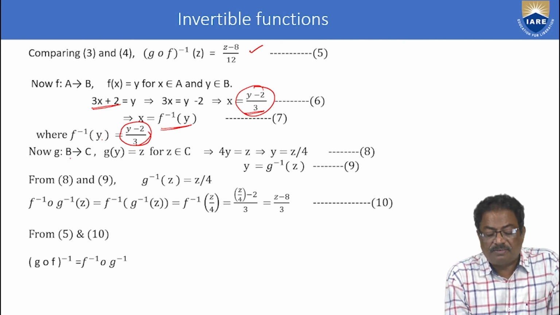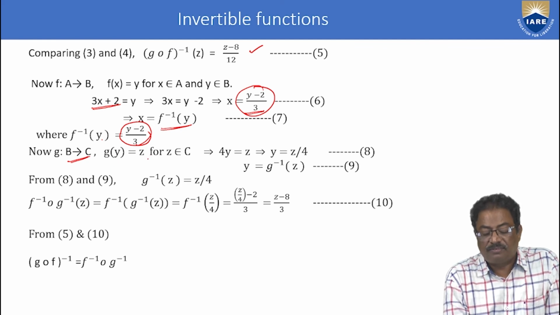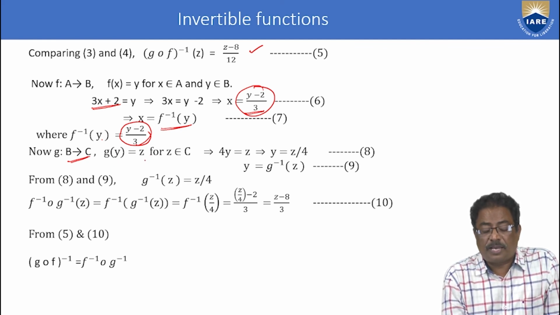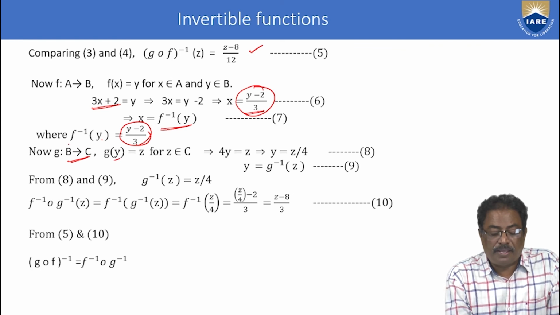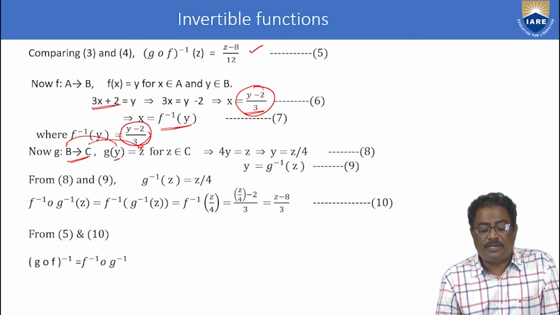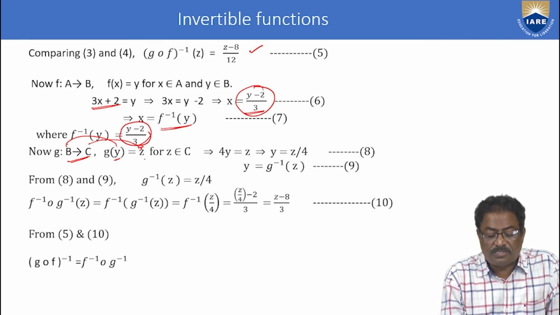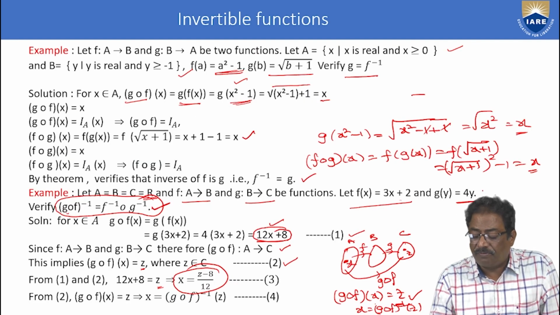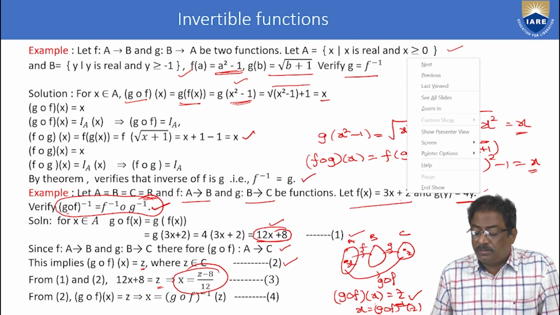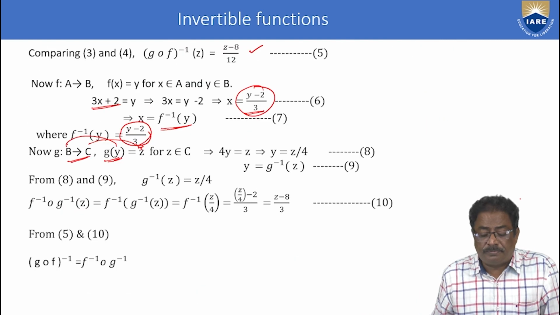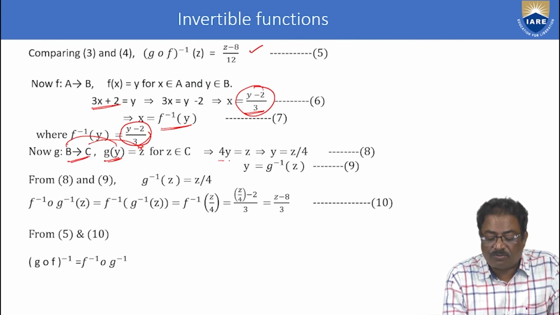Similarly, g is from B to C, and g of y is equal to z, because it is a function, and I am considering one element in B, that element is equal to y. So definitely that is equal to one element in C, that is g of y is equal to z. g of y is already given: g of y is equal to 4y. Now I am taking 4y is equal to z.